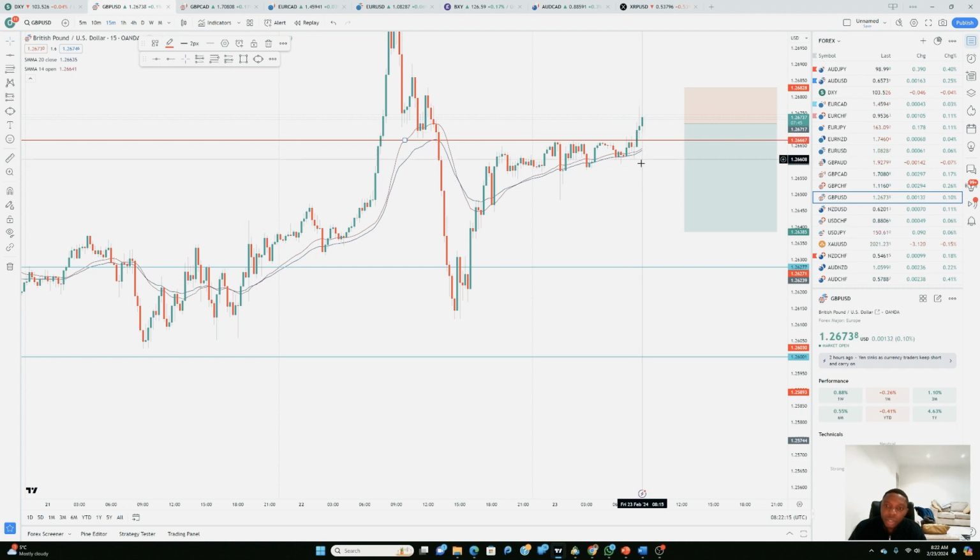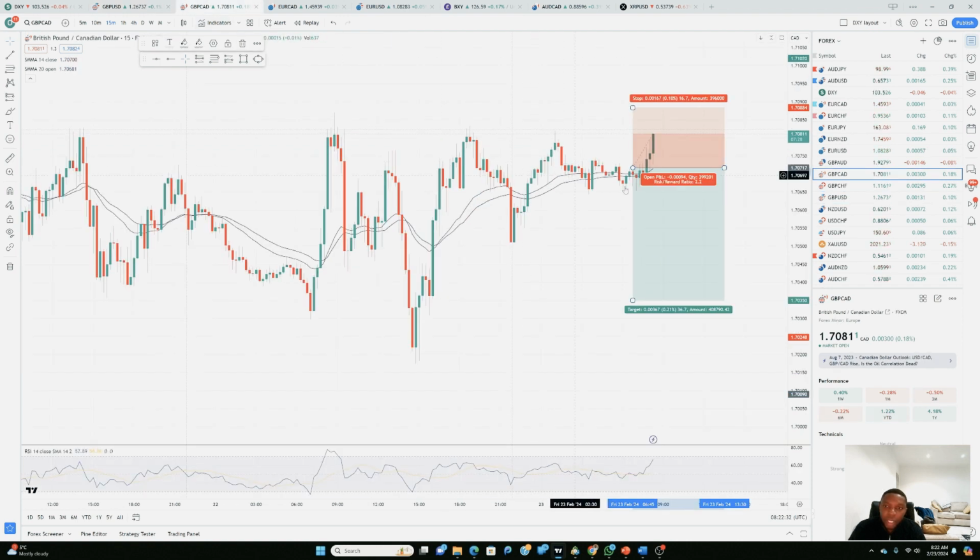And the other reason why I didn't take that was that it doesn't break the 15 minutes time frame. If it had broken the 15 minutes time frame and come back to retest it, it would have been a very good trade to take. So for those two reasons, that was why I didn't enter the trade. The same thing on GBP CAD, as you can see here, it didn't break and retest, so that was why I didn't take it.